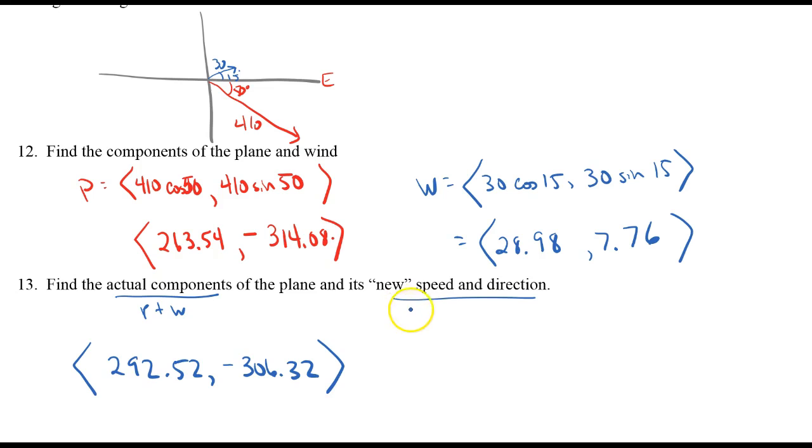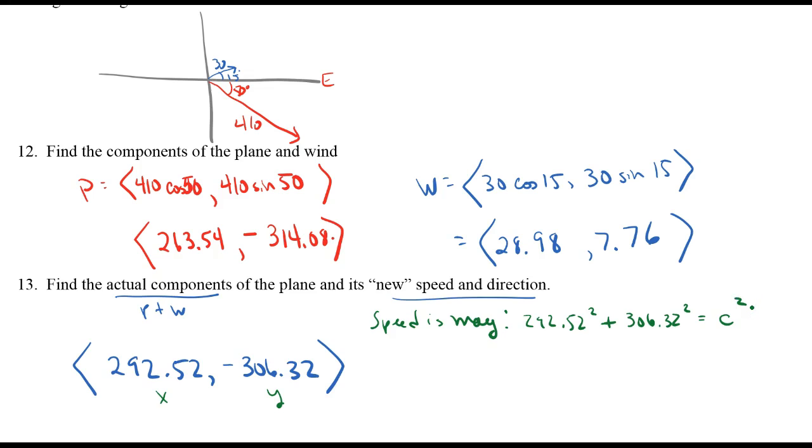The new speed is magnitude, right? Speed is magnitude. So I need to do the length of this. Well, this is my x, this is my y. So if I drew a triangle out of it, I'm just looking for the hypotenuse. So I'm going to do 292.52 squared plus 306.32 squared, and that's my new magnitude, right?